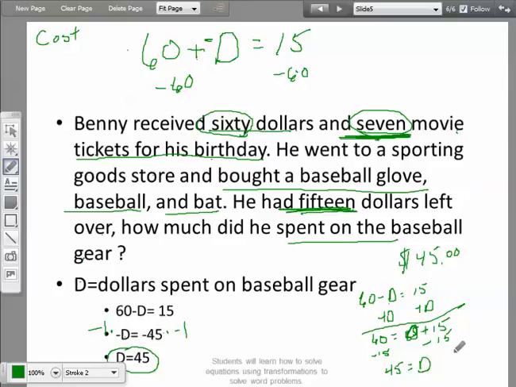By the symmetry property of equality, I can switch that around and get that d is equal to 45. Same answer. Okay? And I didn't have to multiply by the negative 1. But multiplying by the negative 1 gave me the positive value.